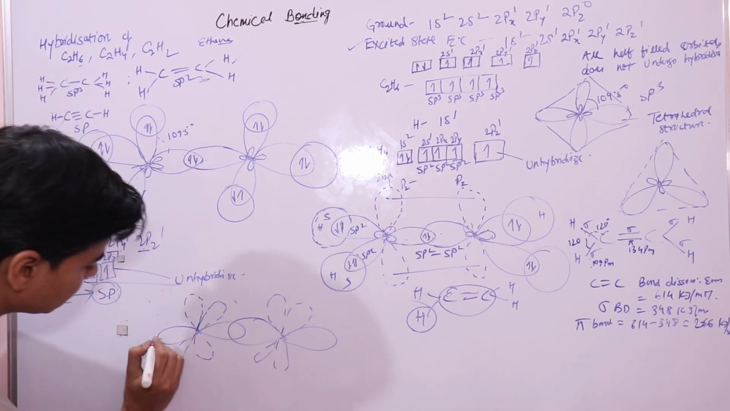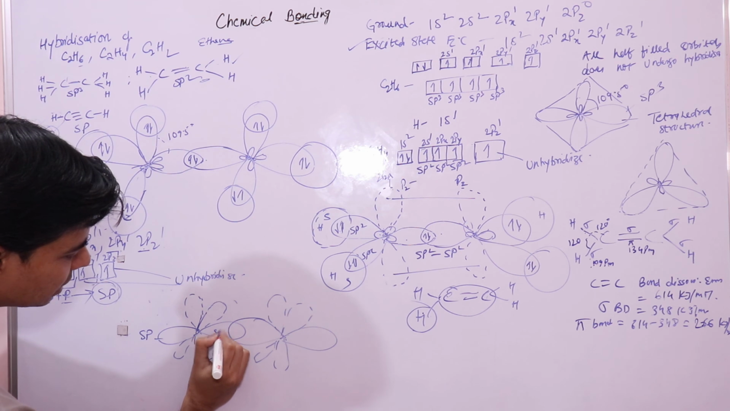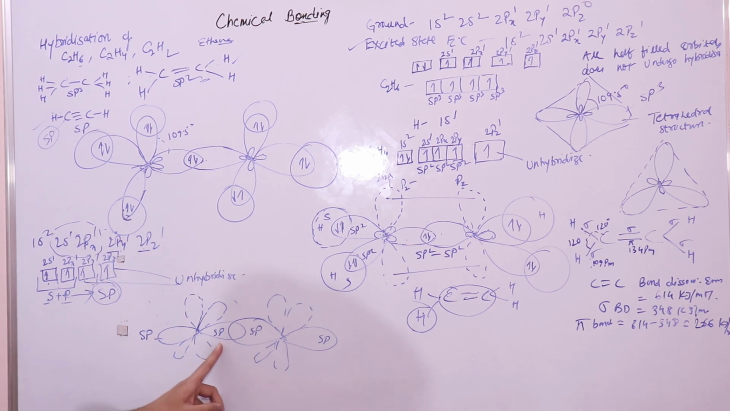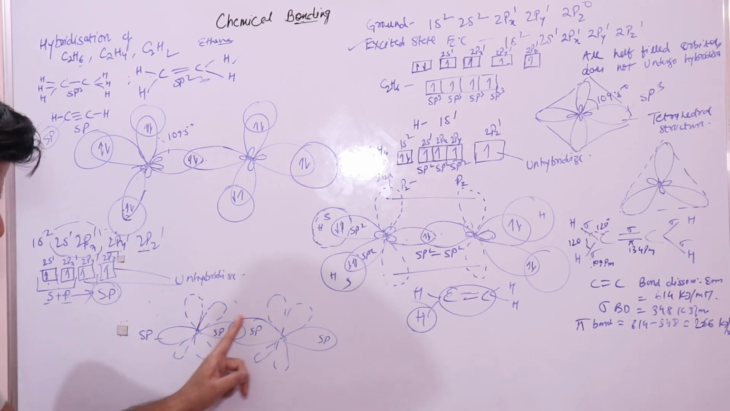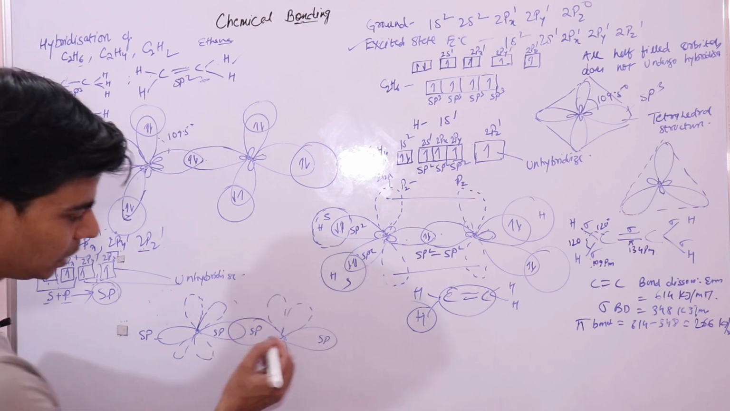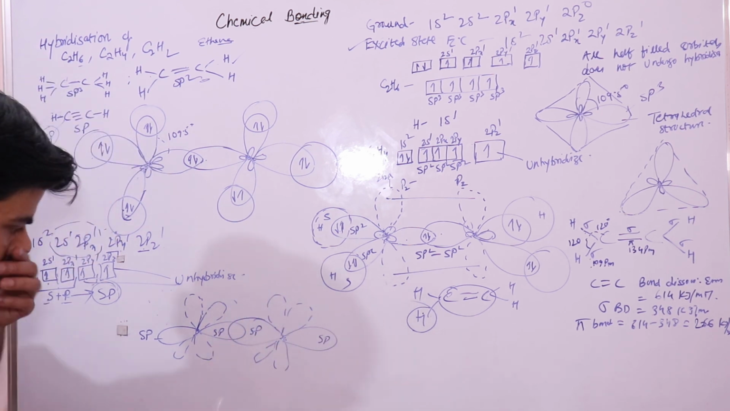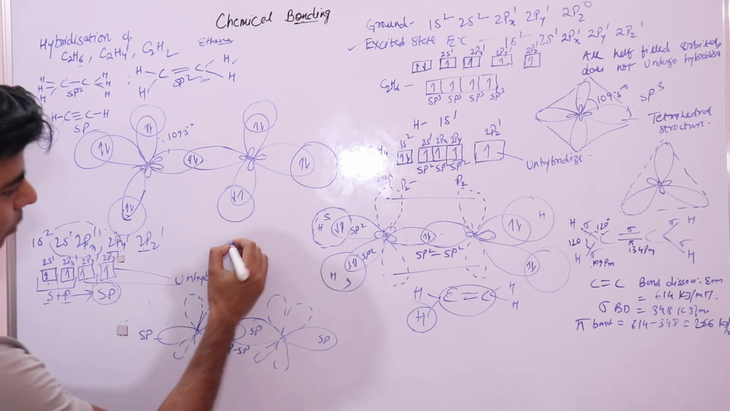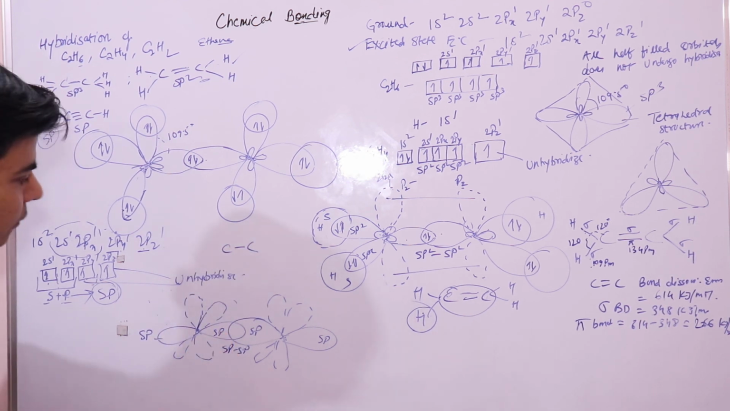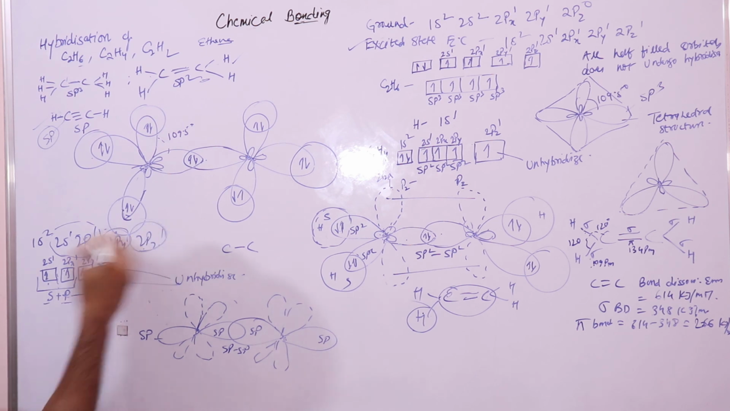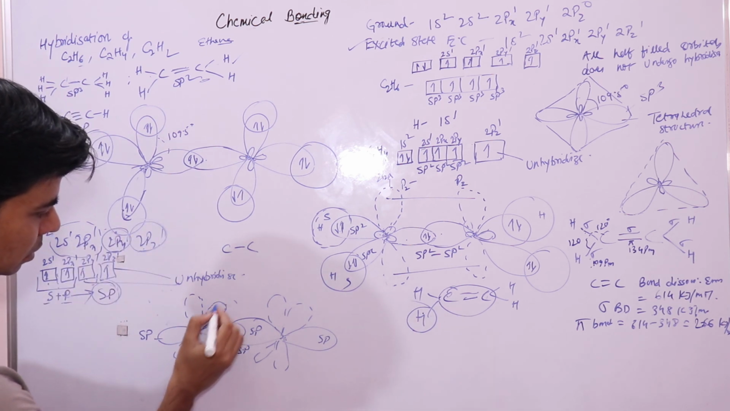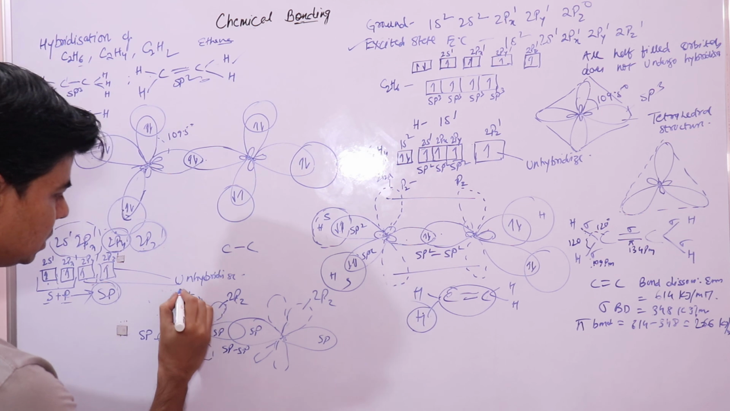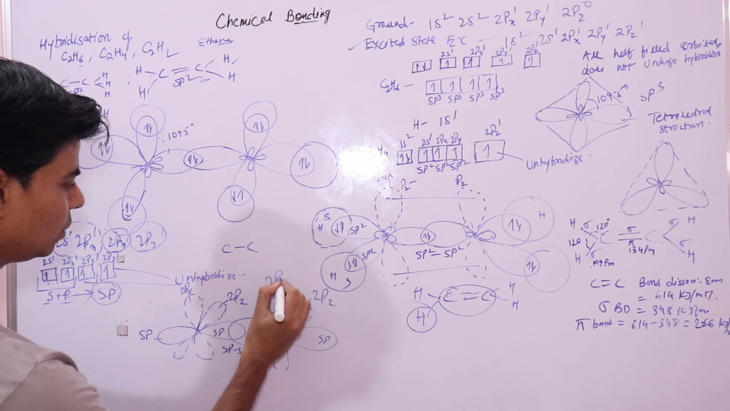So you have this sp hybrid orbital, this sp hybrid orbital, and so on. When one sp hybrid orbital of one carbon atom overlaps with the sp hybrid orbital of the other carbon atom, you have one sigma bond. Now you have two unhybridized orbitals, 2py and 2pz. This is your 2pz, similarly this is your 2pz, and this is your 2py, and this is your 2py.